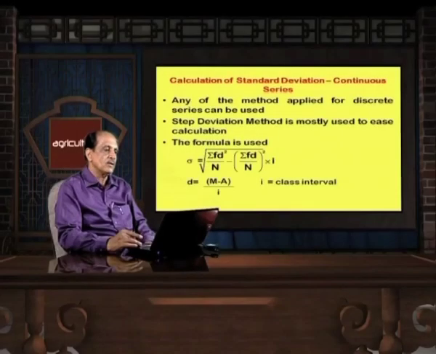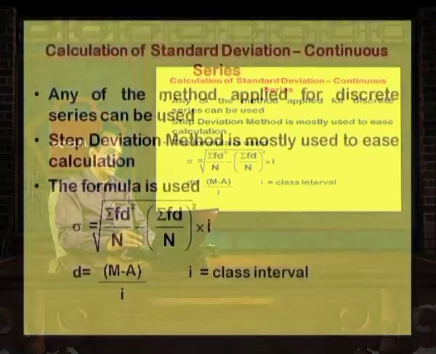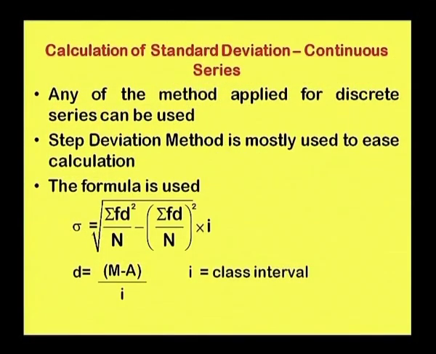Friends, first of all I would like to discuss a problem for determination of standard deviation in respect of continuous series. Any of the methods applied for discrete series can be used. So far we have discussed methods applicable in relation to discrete series, and those can also be used in respect of continuous series. But it is better that we adopt the step deviation method for calculating standard deviation in respect of continuous series, because with the help of this we can make the calculation easier.